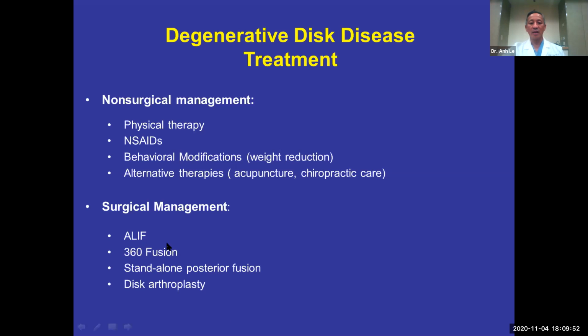Right? So we have anterior lumbar interbody fusion, which is fusing the disc from the front; 360 degree fusion, which means that we fuse the disc from the front and from the back; and standalone posterior fusion, where we only perform the fusion from the back. The second paradigm of thought is disc arthroplasty, where we actually take out the disc and replace it with a mechanical disc.